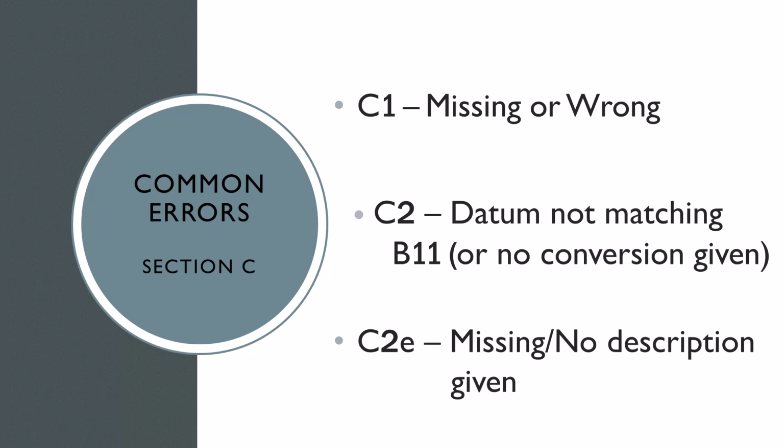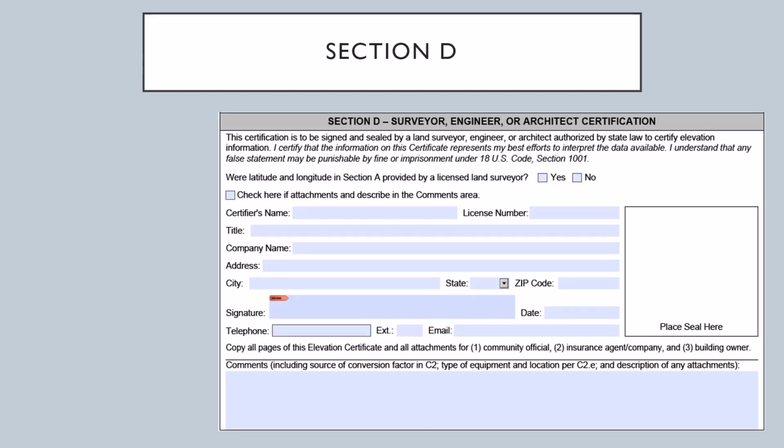Even in the rare case where there is no machinery servicing the building, that should be explained. Now that we've talked about section C and common errors, let's turn our attention to section D. This is the main section where the licensed professional completing the form signs, dates, and provides their seal to certify the information on the form.